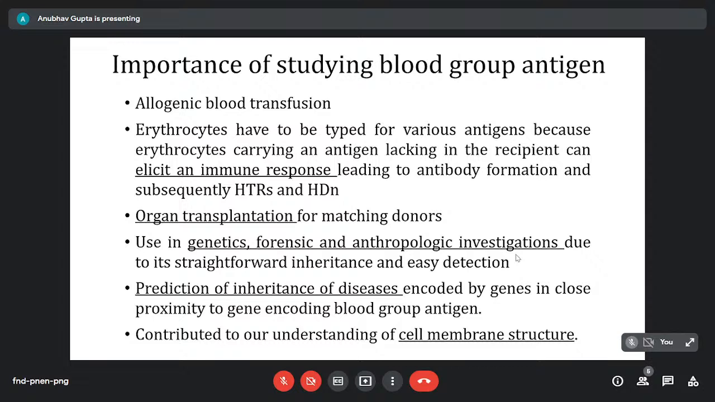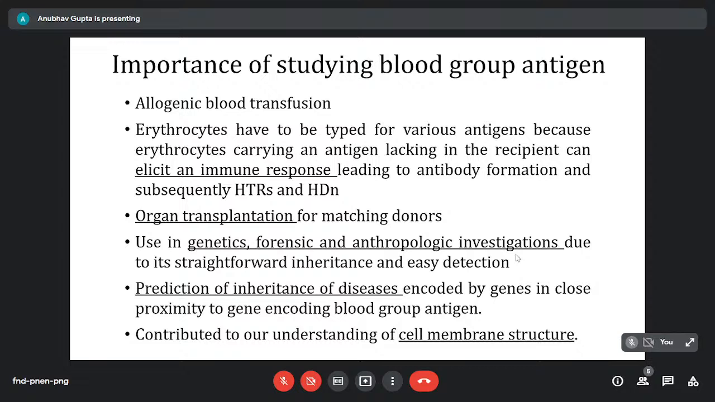Then the use of blood group antigen study lies in genetics, forensics, and anthropological investigations due to its straightforward inheritance from the mother and father to the son, and an easy detection. Then there is the prediction of inheritance of diseases which are encoded by genes in close proximity to the gene encoding the blood group system. That is, there is a phenotype known as acquired B. Acquired B is very closely linked with gastric cancer, pancreatic cancer, and GIT diseases.